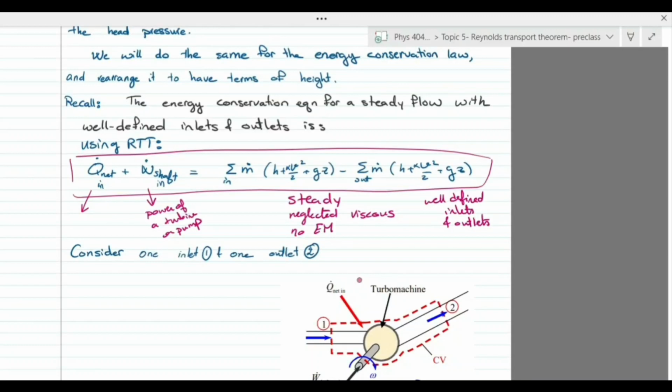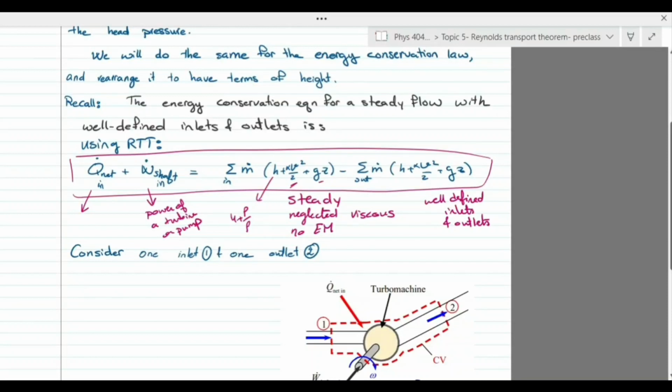So I have here the sum of m dot into h plus alpha V squared over 2 plus gz. Of course, h here is the enthalpy, which is u plus P over rho. It's the specific internal energy, plus P over rho, which is the quantity I obtained from the work done by the pressure difference. And I have here the kinetic energy of my fluid and the potential energy of my fluid. This is over the inlet, and I have the same situation over the outlets. So this was the equation I have obtained.